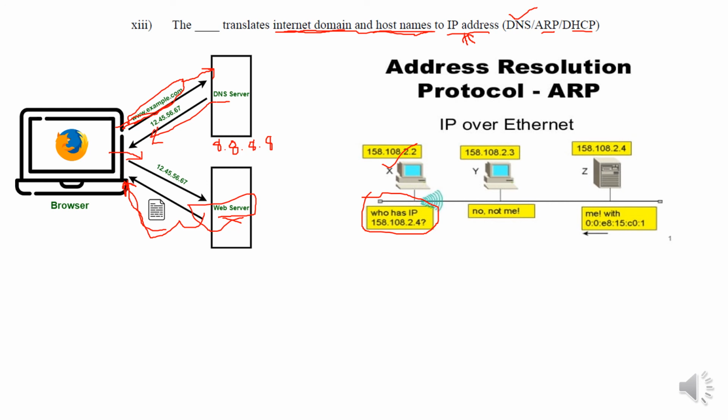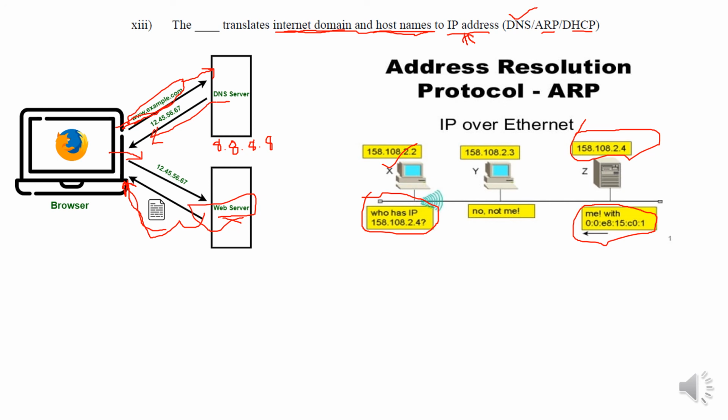Now the request goes to all the systems present in that local area network, and only the system that has this IP address replies back. It replies with its MAC address, or physical address. Now it stores the mapping from this IP address to the MAC address.